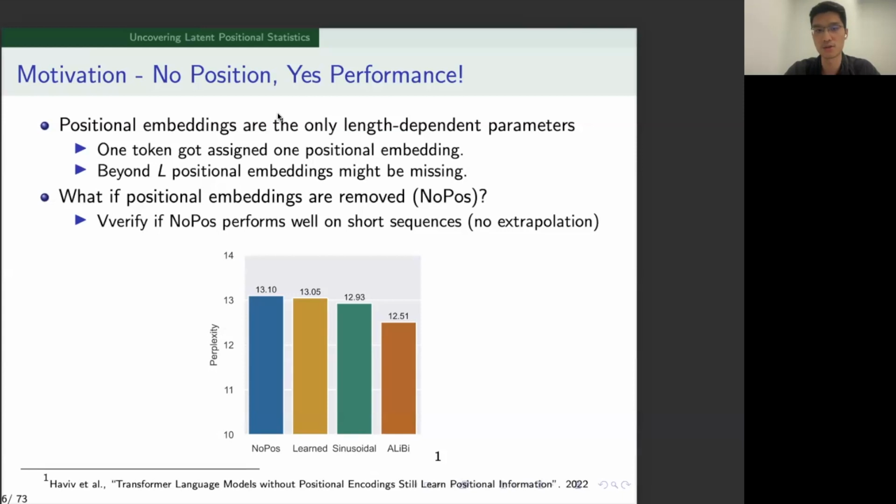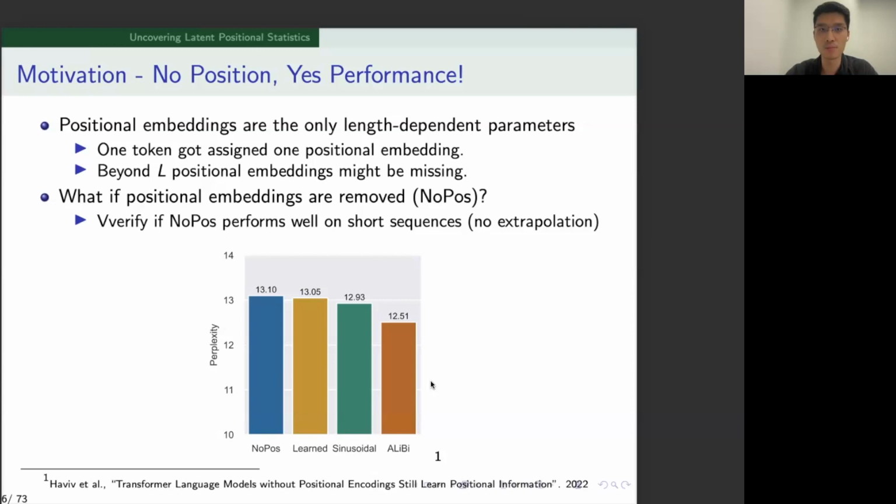So the idea is so simple. They just remove the positional embeddings. And surprisingly, this new model still achieved pretty nice performance on short sequences. I mean, no extrapolation. So if you take a look at the figure here, this is the NoPos model. And the perplexity is 13.1. It's actually quite close to other positional embedding methods. And ALiBi was the state of the art when that paper was published.